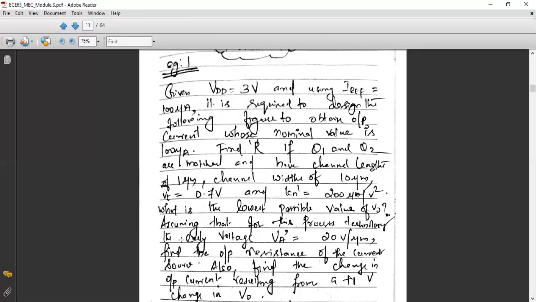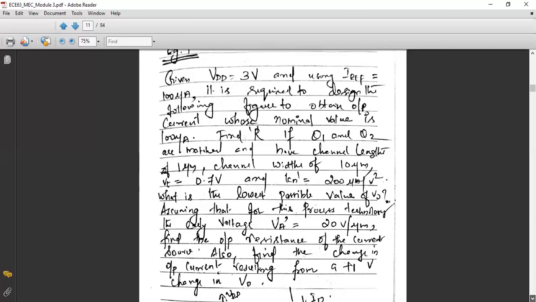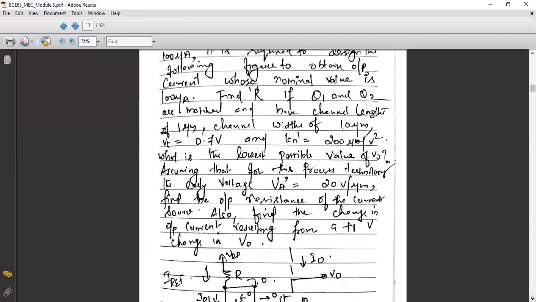And you need to find the output resistance, and also you need to find the change in the output current resulting from a +1 volt change in V0. Earlier, in the previous class, I told you V0 is going to change our output current. So here V0 is changed by +1 volt, as shown in this particular problem. So due to this +1 volt change, how the output current is going to change, that we need to identify, and correspondingly we need to find the output resistance.